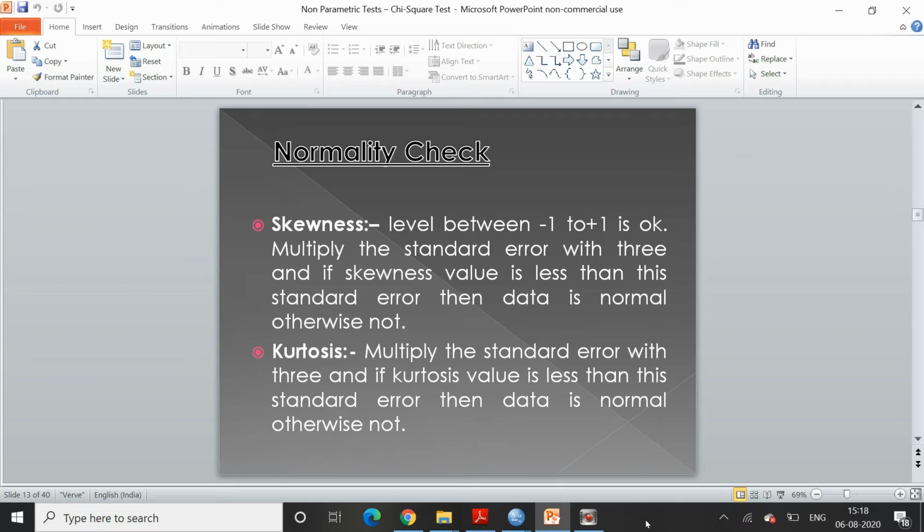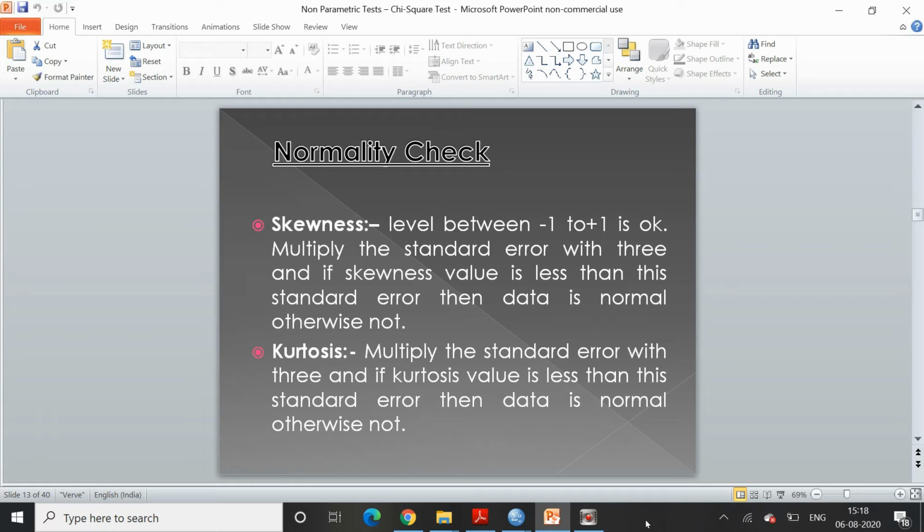Now there are various ways we can check through the skewness value. One method is that you multiply the standard error with 3. If the skewness value is less than the standard error calculated value, then the data is normal. Otherwise, it is not normal. Similarly, for kurtosis also, we get the SPSS result where we have the statistic value as well as the standard error. So multiply the standard error with 3. If the kurtosis statistic value is less than the calculated value, then the data is normal, otherwise not.